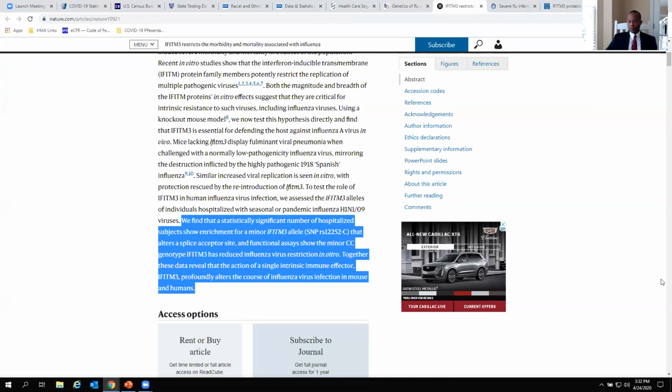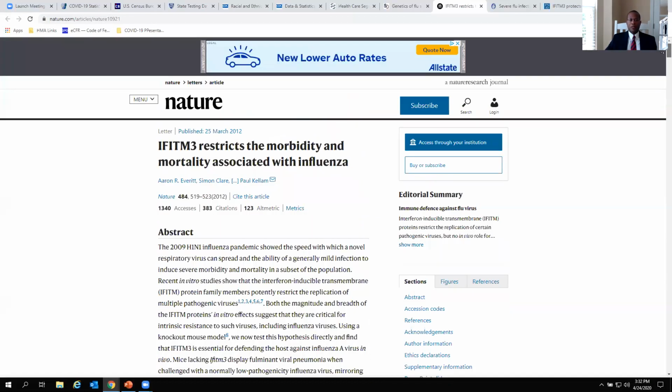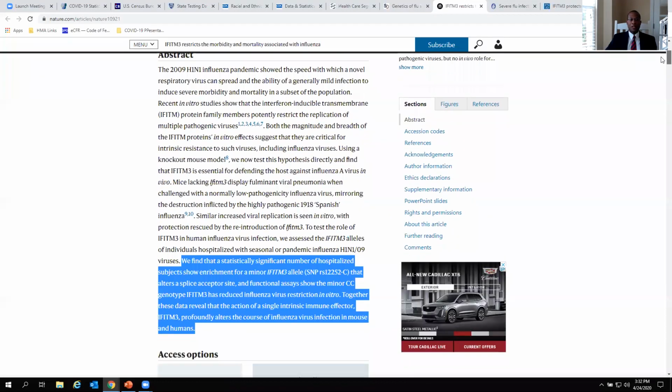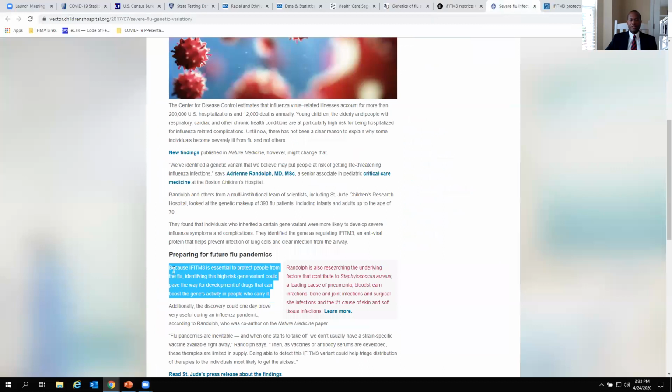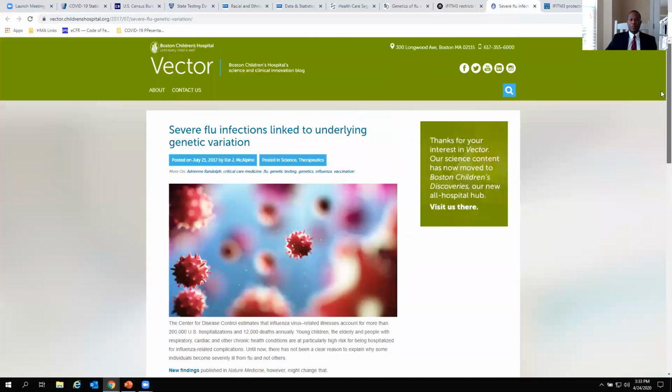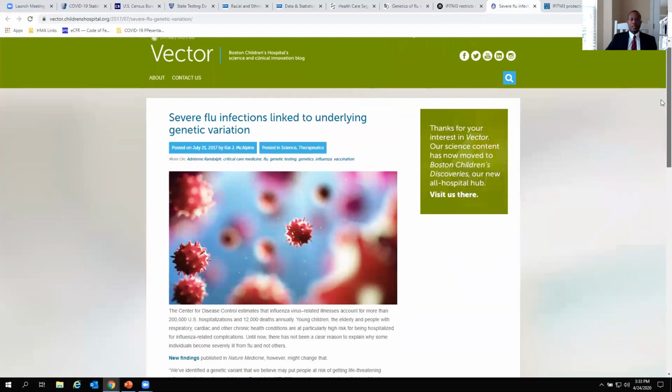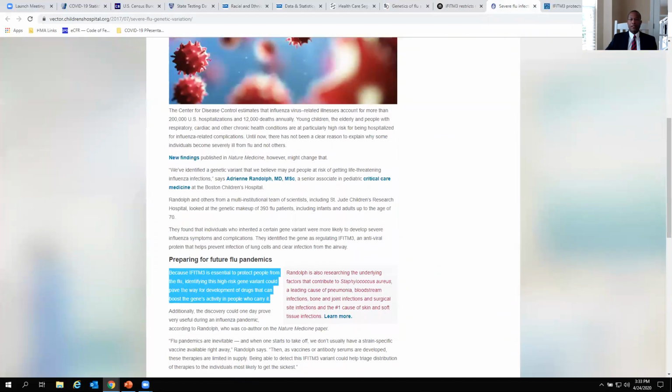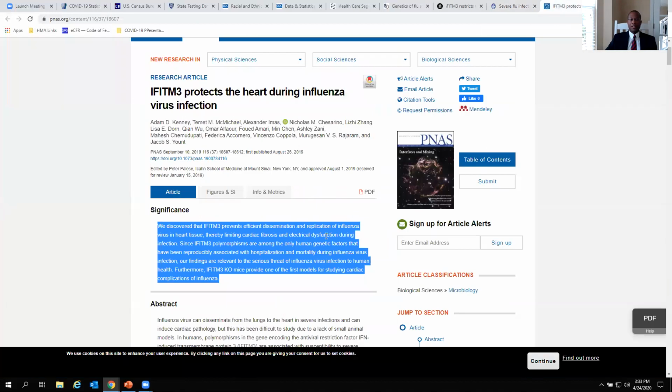Here's another article from a recent journal. We find a statistically significant number of hospitalized subjects show enrichment for the IFITM3 allele. And so basically this is a protein that seems to be protective for those who are infected as far as preventing mortality. And so again, it's here. And another article I looked up, severe flu infections linked to genetic variation. So again, I'm not claiming that there is any genetic variation, but something has to explain this.